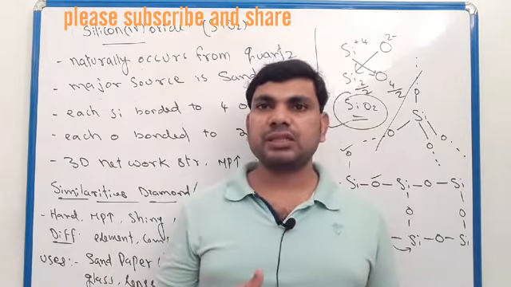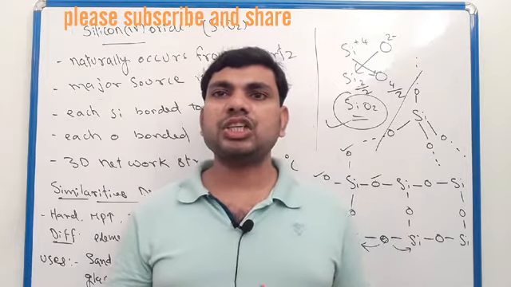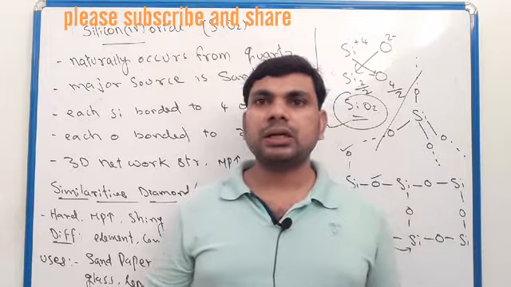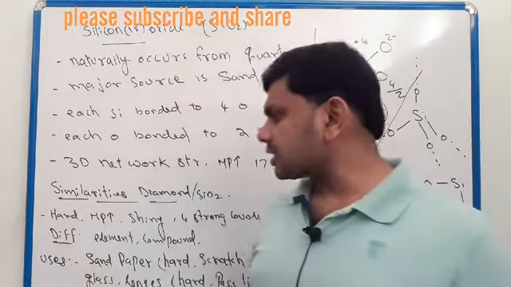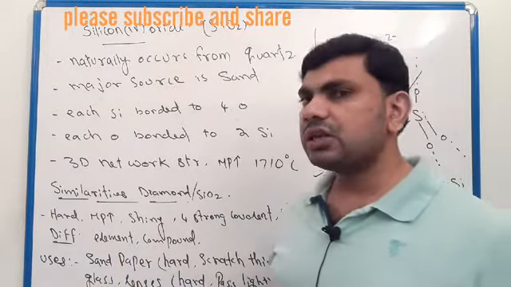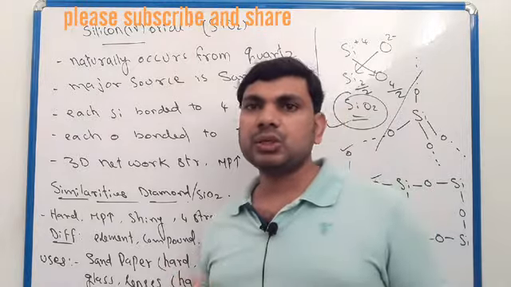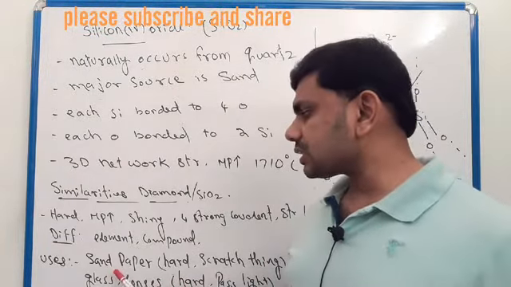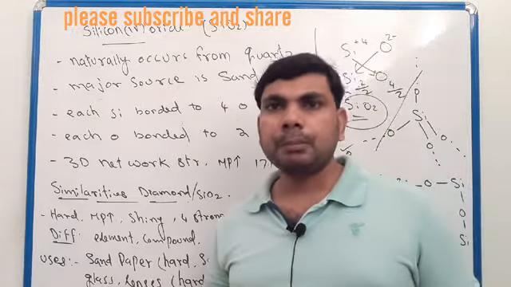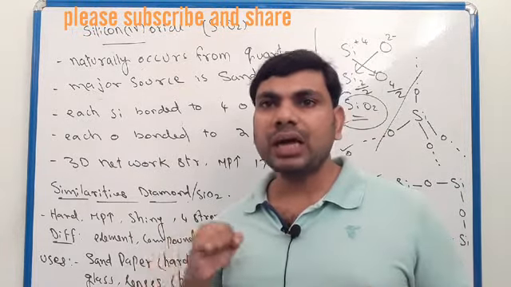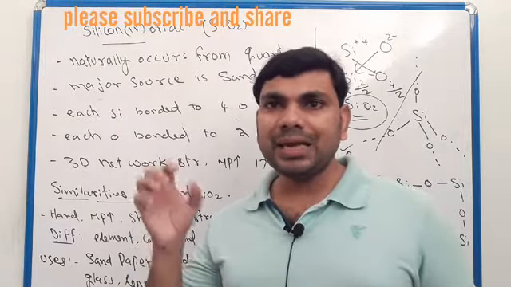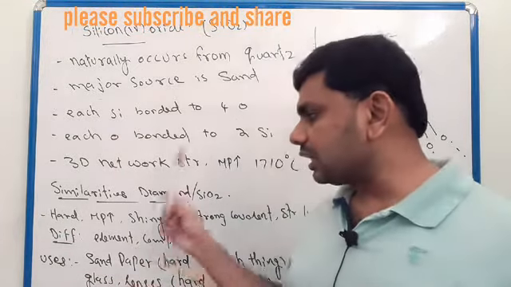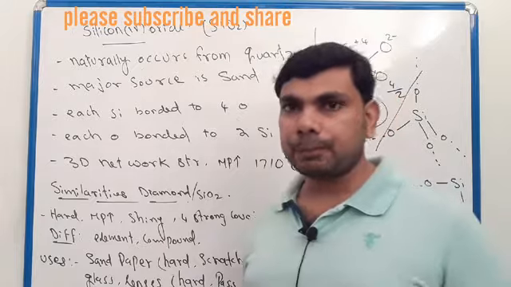So this is the difference. Remember, graphite and diamond are elements, silicon oxide is a compound. Clear? Next we have to understand the different uses of silica, different uses of silicon oxide. Silicon oxide is used in sandpaper because silica is very hard and it can scratch other materials. That's why silica is used in sandpaper.